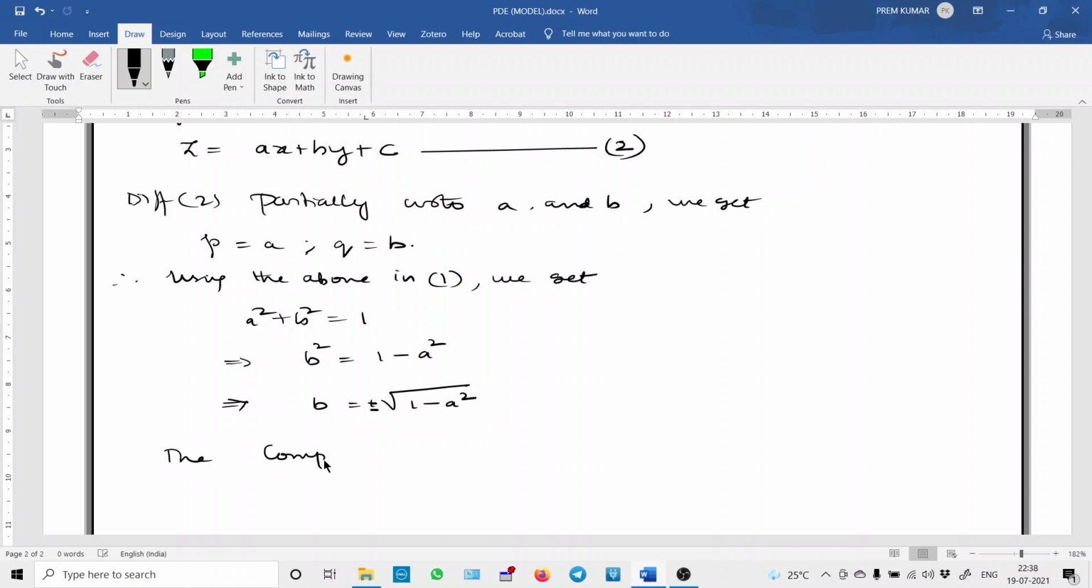So the complete solution is given by z equals ax plus b, where b is nothing but plus or minus square root of 1 minus a square, into y plus c. This is equation number 3, and this is the complete solution of the given PDE.